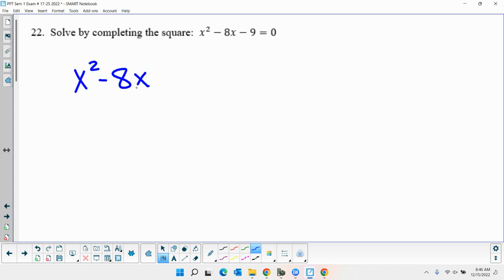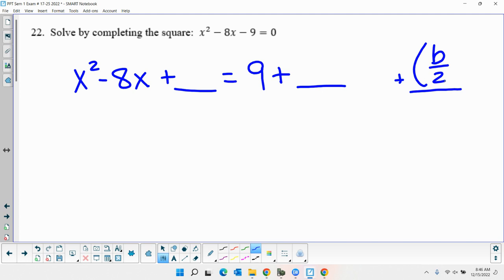When you do this, you keep the A and the B on the left, plus blank, and you take the C and move it over to the right side and add a blank. Remember the blank, it's always addition, but it's the B value divided by 2 squared. That's what goes in the blank. What's 8 divided by 2? 4. What's 4 squared? 16.